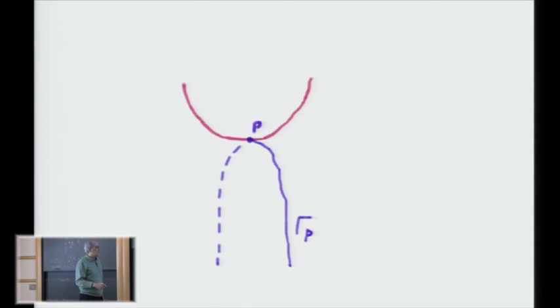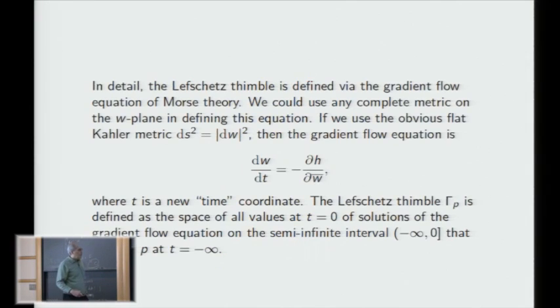Now, if you're not going to sit at p for all times, but you do want to start at p at time minus infinity, you better roll away from p in the right direction. If you tried rolling uphill, you wouldn't have been at p at time minus infinity. But you can roll very slowly downhill. And how far you get at time 0 depends on the coefficient of the exponentially small term in the far past. So at time 0, you could be anywhere on this cycle. So the space of values at time 0 of solutions of the flow equation on the semi-infinite line, where you start at p at time minus infinity, gives a Lefschetz thimble, as it's called.